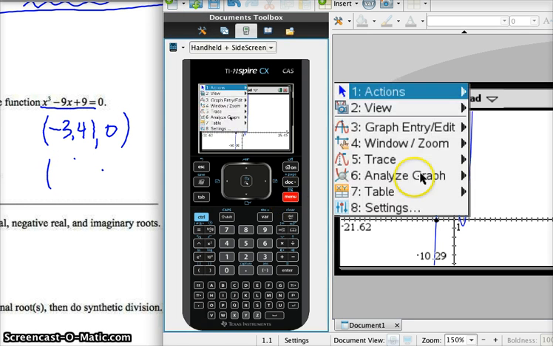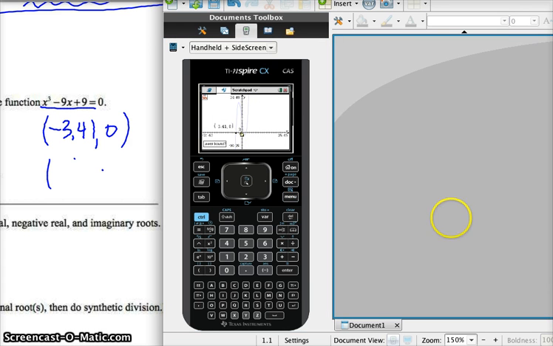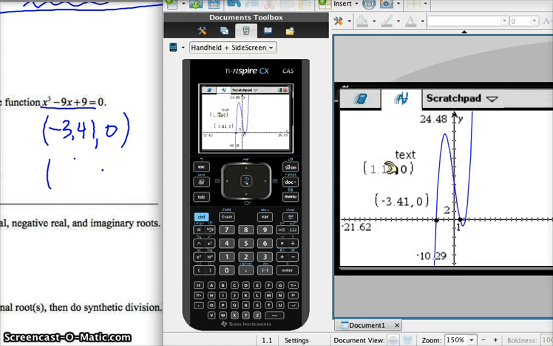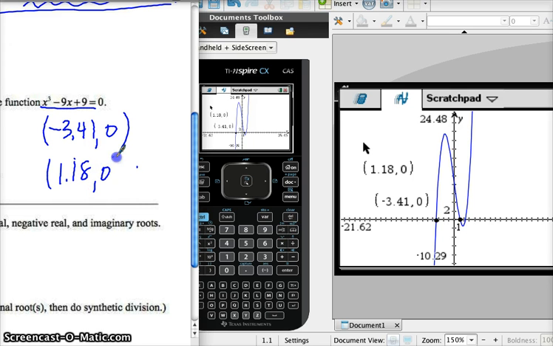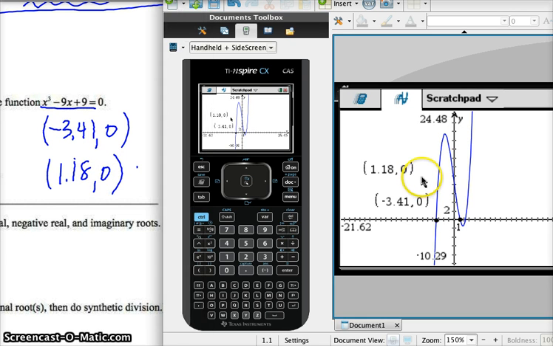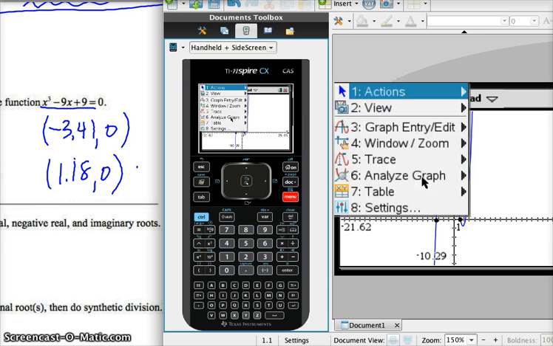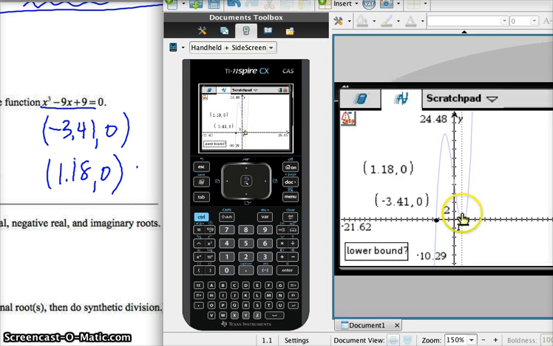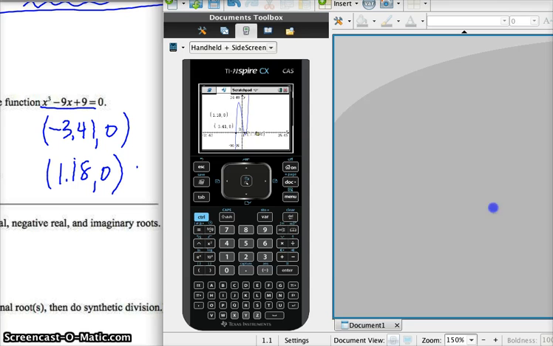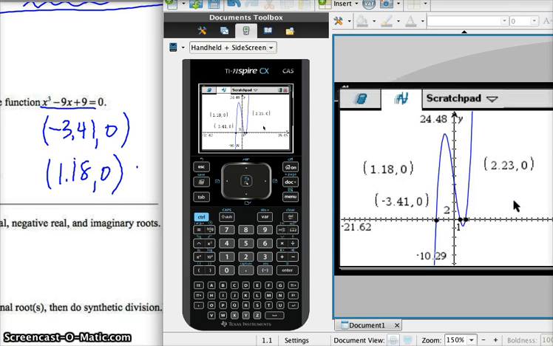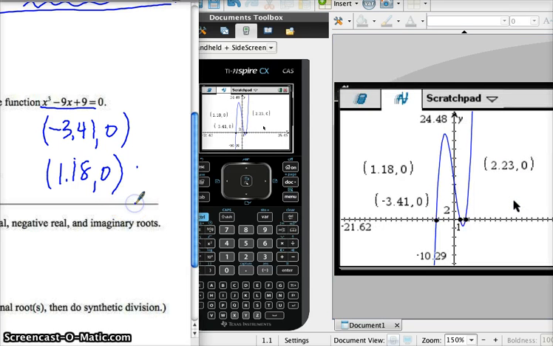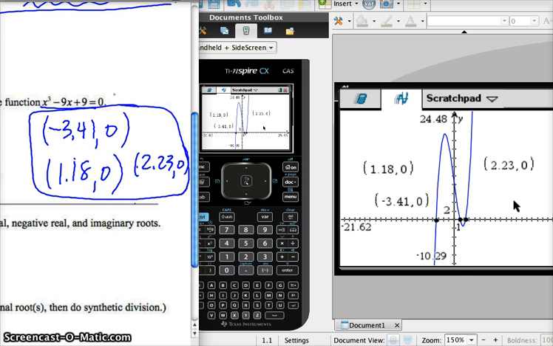Okay, where's another one? So go back, go to your menu, Analyze Graph, 0. Here's the left of the 0, here's the right of the 0. Here's another 0. What do we get? We get 1.18, 0. Okay, my third one, do the same thing, menu, Analyze Graph, 0. Go to the left of the 0, go to the right of the 0. Here's my third one, 2.23, 0. And so here are my 3 zeros, right?